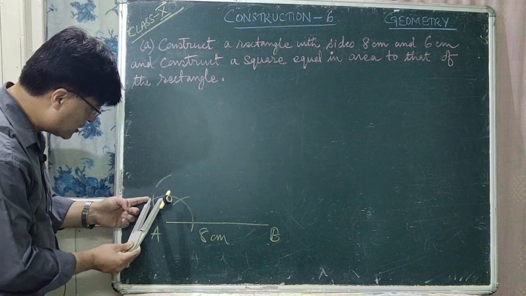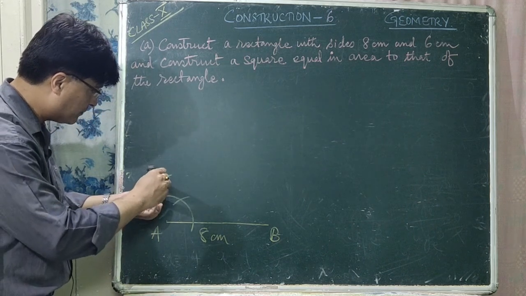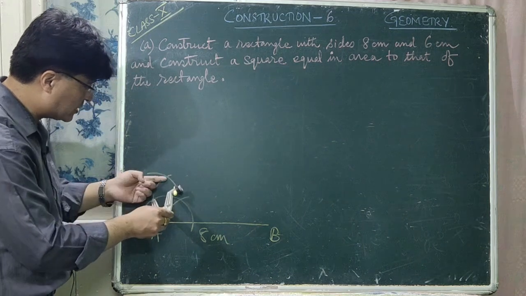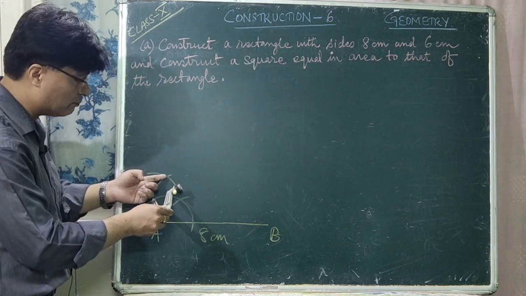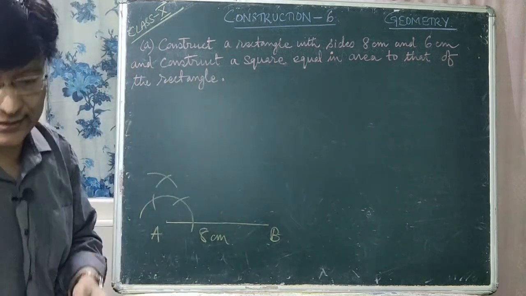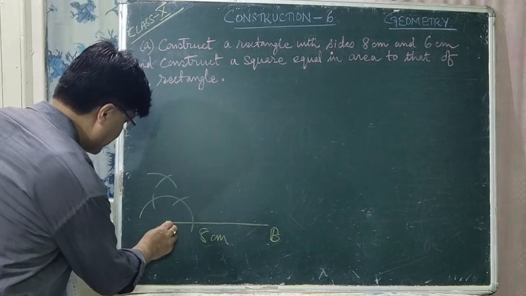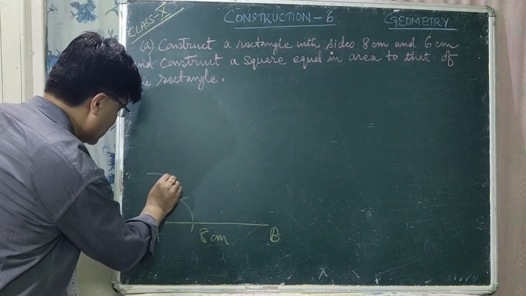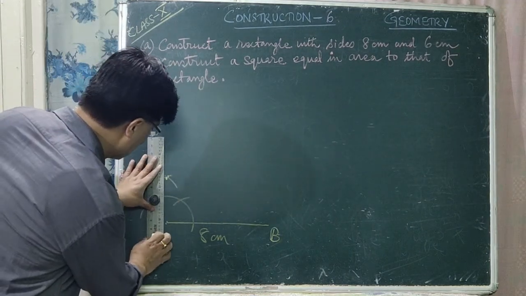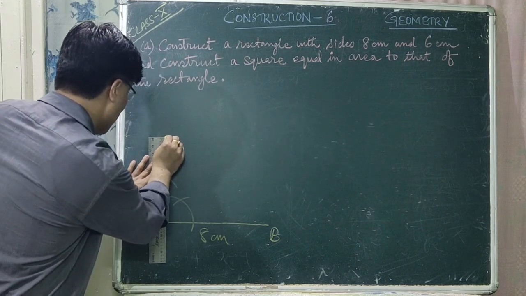So keeping the pointed needle at this point, you have to draw an arc again, so that it will intersect the previous arc at this point. Okay? So join these 2 points and extend it. Join point A and this point and extend it above the line AB. So we have extended it.